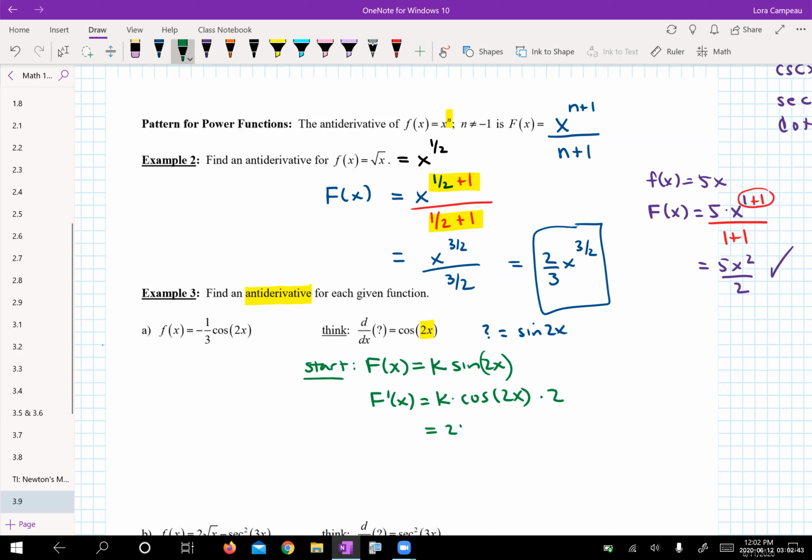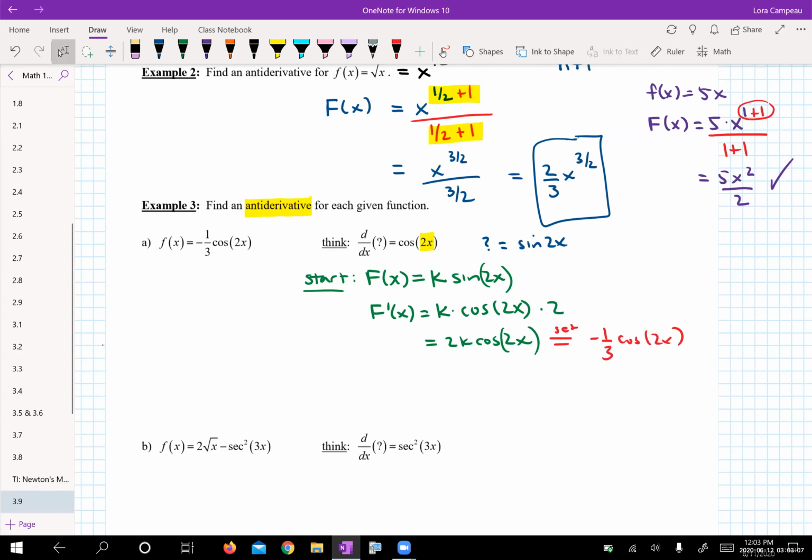That's 2k cosine 2x. And now what we would like to do for ourselves is set it equal to what we want. And what we wanted was the negative 1/3 cosine of 2x. And just to make sure, I'm closing the argument in parentheses. If we have two expressions being set equal to each other, you don't necessarily have to think about it as dividing out, because sometimes these guys are 0. But you can say if two expressions are equal, then we can set their coefficients equal.